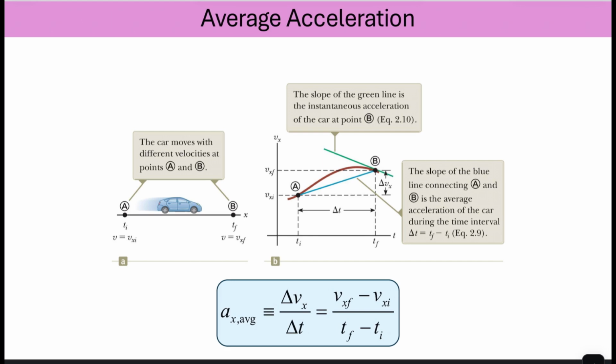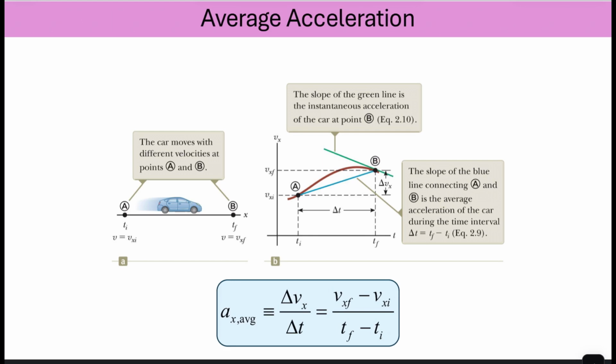And now let's move to acceleration. First, we're going to take a look at the average acceleration. So let's say we have a car moving from point A to point B with V initial and V final, within t final and t initial. So the average acceleration of the car is defined as delta v over delta t.